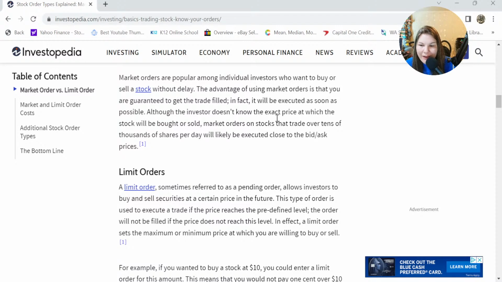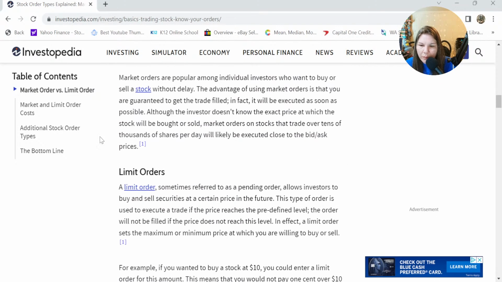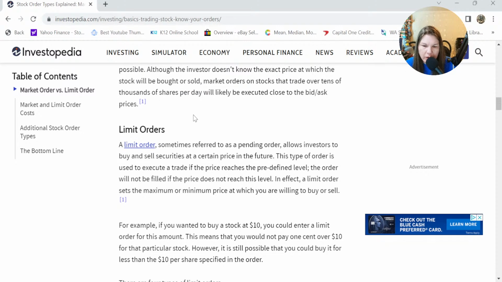Although the investor doesn't know the exact price at which the stock will be bought or sold, market orders on stocks that trade over tens of thousands of shares per day will likely be executed close to the bid-ask price. If you're selling 100 stocks, or buying, you're going to get whatever's available. But if you're selling like 110,000 shares, it doesn't really matter. You are going to get the price you want because you're controlling a large majority of the shares.